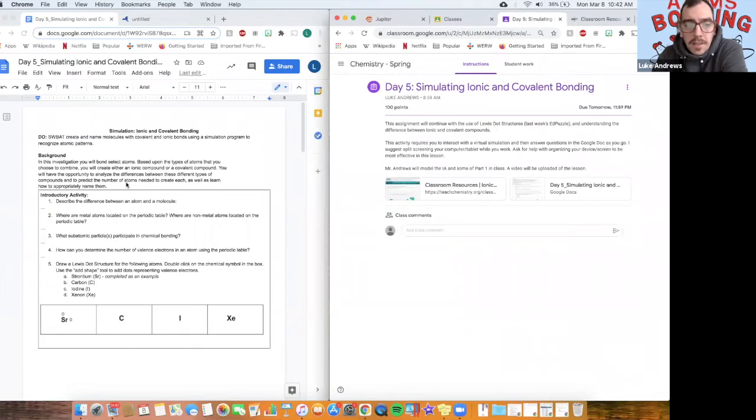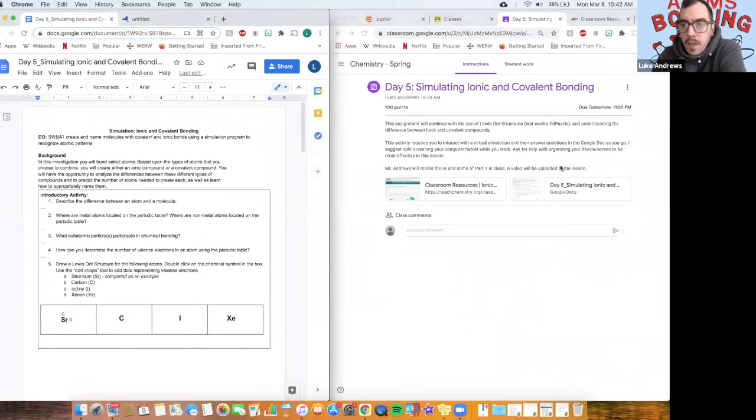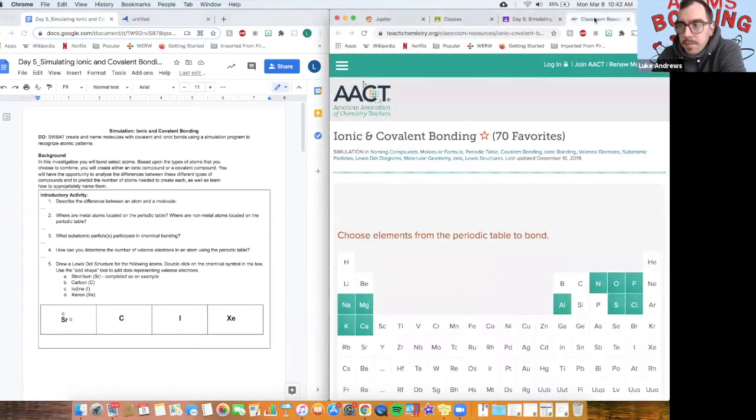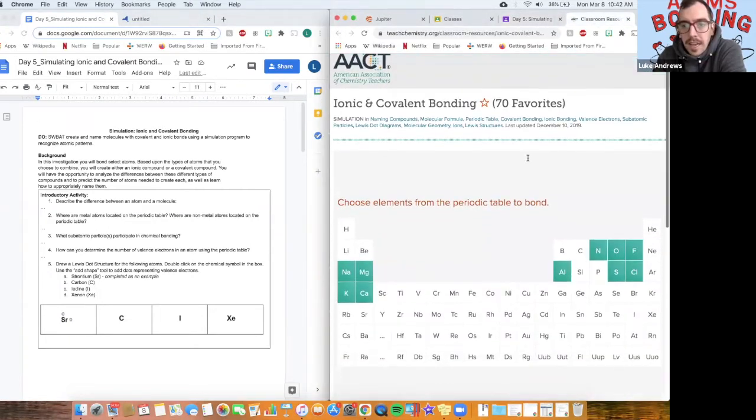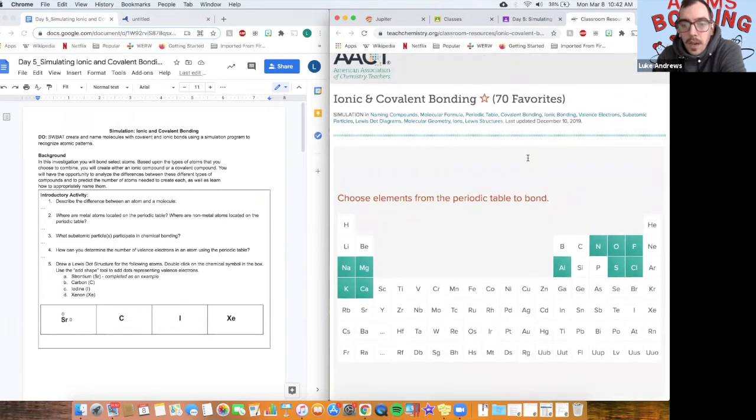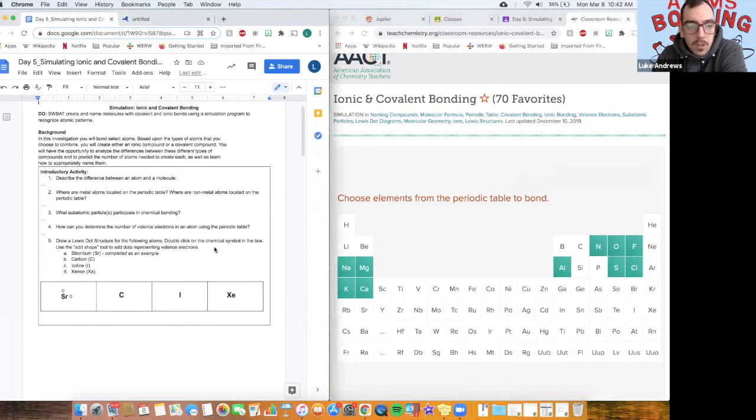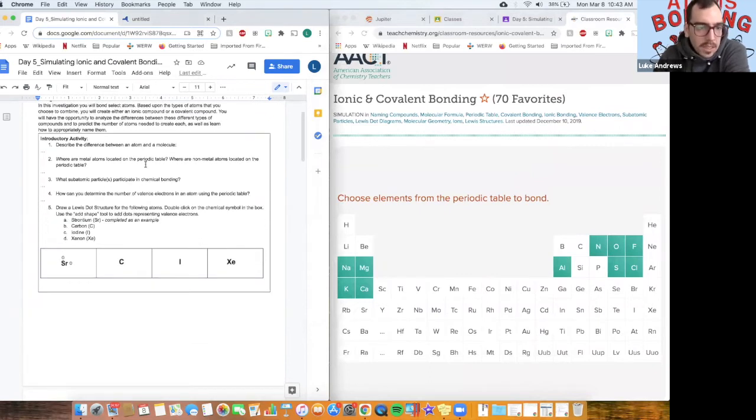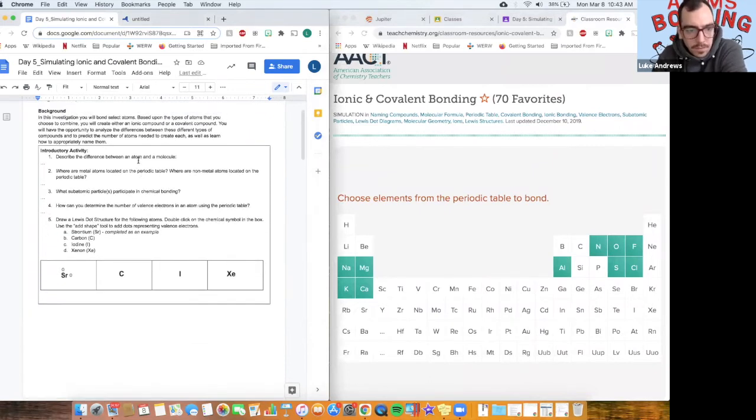So on the left side of my screen, I have your document that you're going to be doing your work in. And on the right side of my screen, I have the link up that is going to be the simulation that we are going to use in this assignment. So let's run over the IA real quick and just discuss some of these answers.